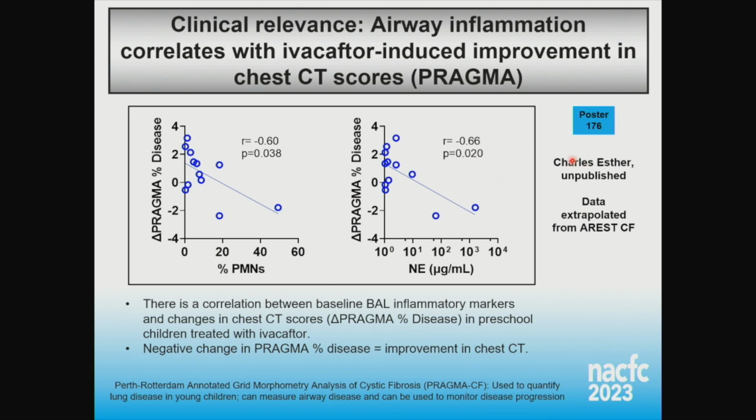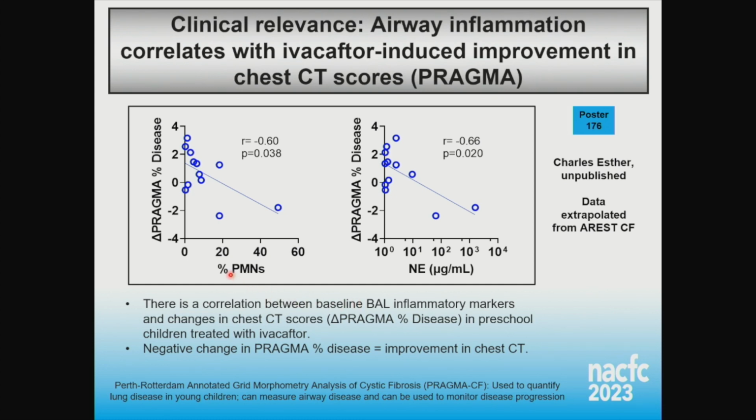Then our wonderful collaborator, Charles Esther from the UNC CF Center, who is now a major collaborator for us in some studies that we're doing, also in getting samples from the RSCF. He has been a collaborator of the RSCF for many years now. So Chuck got bronchoalveolar lavage, and these lavages were from preschool children that were treated with ivacaftor.